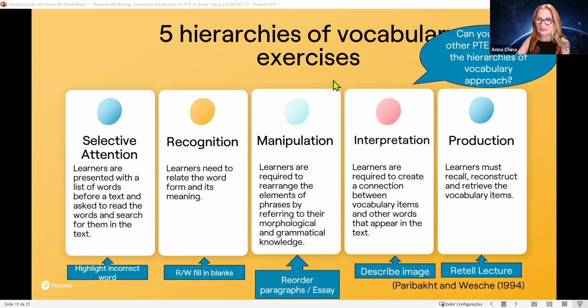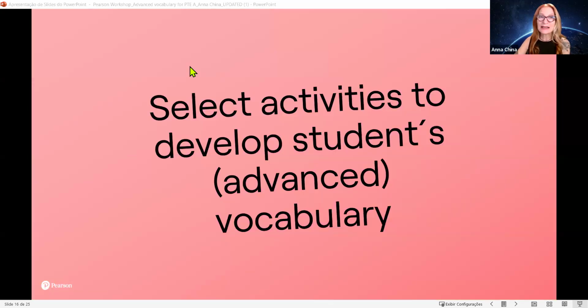That's it. Okay, now select activities to develop students' advanced vocabulary. Before coming in here, I'm going to go back to Mahnur's question. Students don't get interested. They're not interested in learning advanced vocabulary. And if they learn certain advanced words, they forget after a short period. So is there a solution to this?